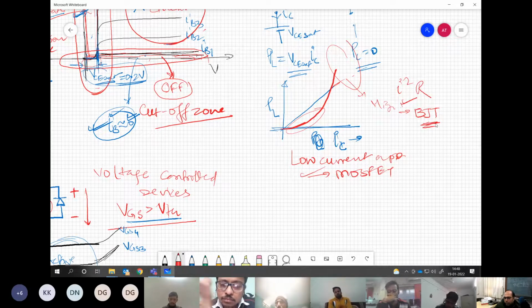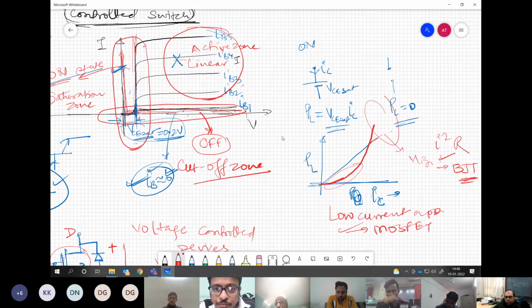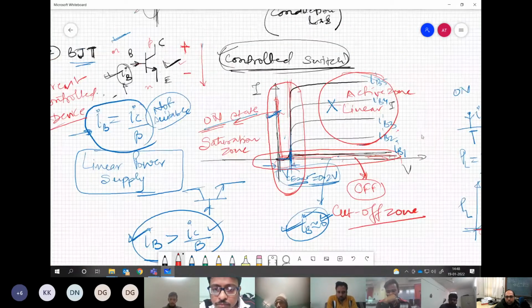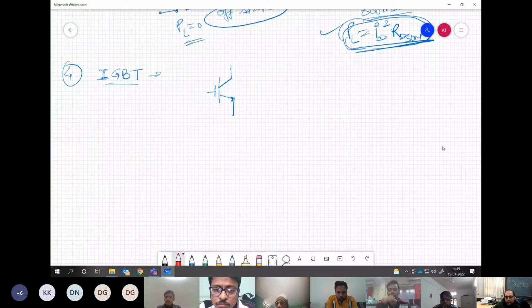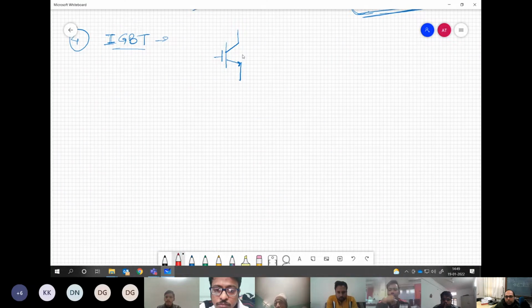But the problem with BJT is that it needs current to be injected in the base for maintaining the on state, which means there is a certain amount of power loss happening on the base side always. That disadvantage is improved in IGBT. We have the characteristic which is very similar to BJT and the control which is very similar to MOSFET.